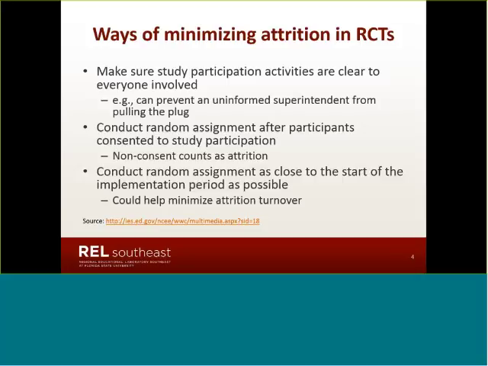Another useful way of minimizing attrition is to conduct random assignment after participants have consented to study participation. This is, of course, the case for a study where consent is required. The reason is that non-consent counts as attrition. So, for example, if you conducted the random assignment of teachers, and then asked them about their willingness to participate in the study after the random assignment results, any non-consent counts as attrition and counts against your study rating.